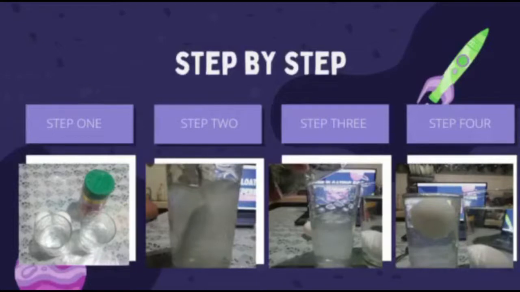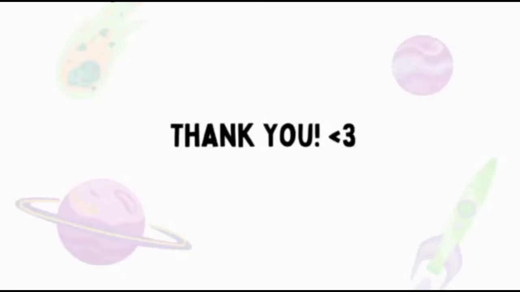Step 1 was to gather all the materials. Step 2 was to add the salt to the water or to the glass that was half full. Step 3 was to add more water to the half full glass to make it equal. And step 4, place both eggs separate in each container and watch how the other one stays afloat while the other one sinks. That is all, and thank you.